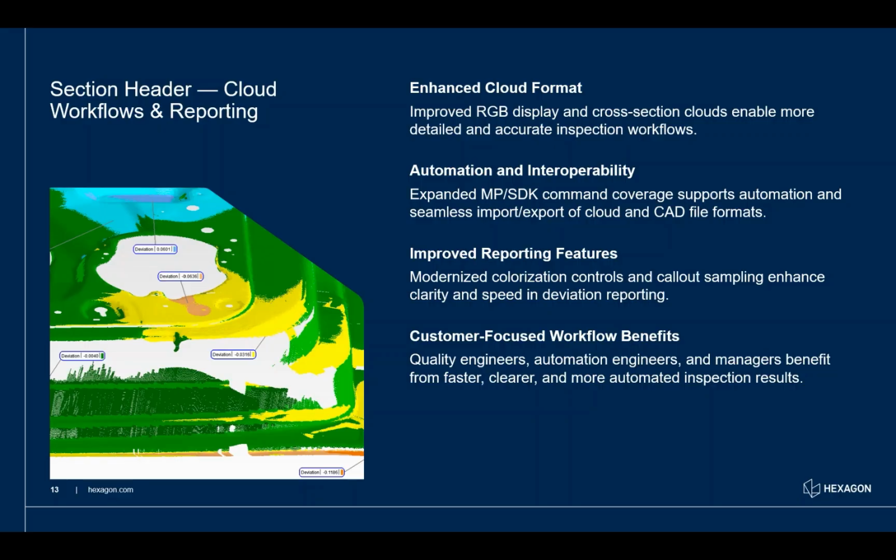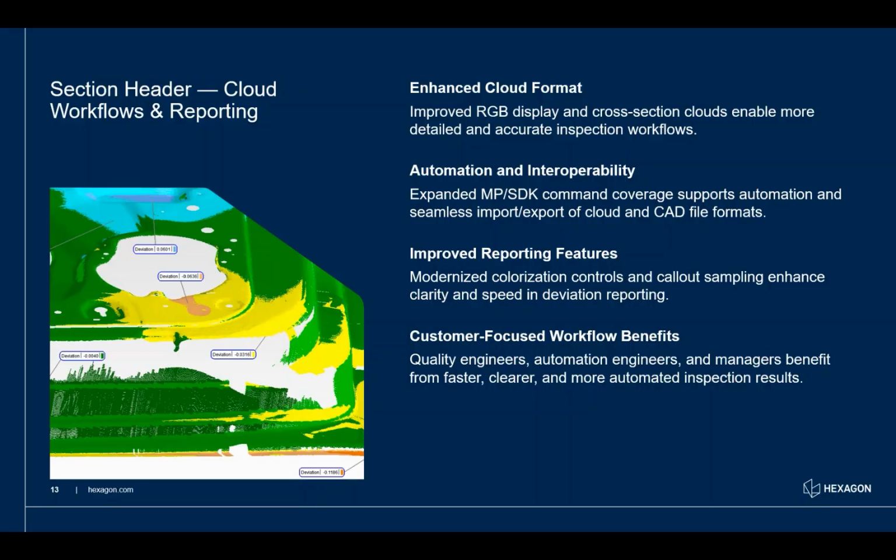So we've been working on this new enhanced cloud format, and one of the nice things about this new format is the color, the display, the RGB color, that sort of thing. We've also been expanding our ability to use MPs and SDK applications specifically with cloud data. That's something that wasn't available in the enhanced format in the prior version. So there's a real reason to move forward if you're looking to do automated processes with this new cloud format. We've also improved reporting features, so we've really modernized the display and the colorization controls we have. And finally, we really have just across the board improved things with feature extraction.